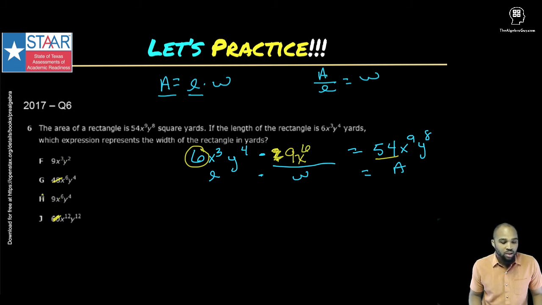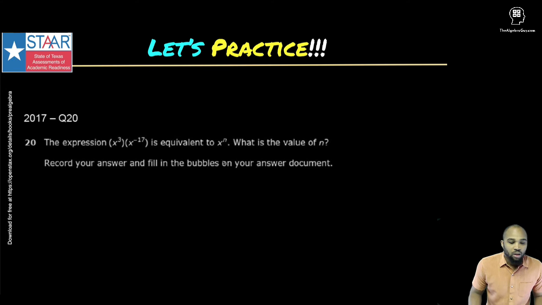So there's my 6. And I can already see my H is the answer because it's not a 3. Y to the 4th, I need another 4 to get to this 8. So there it is right here. Great job. All right, here's another one.